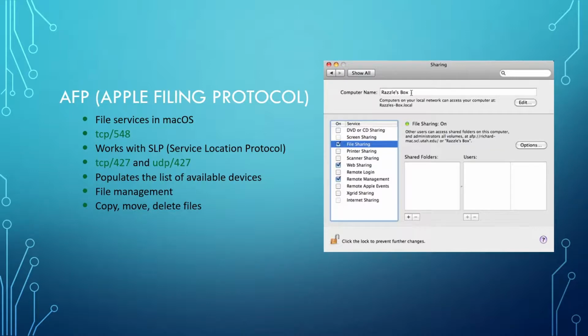It uses TCP 427 and UDP 427 for the same purpose as Direct Host in Windows. It uses the hardware's name, like the printer, and then whatever service it needs that printer to do, it uses the other port for that. You can also use this for file management, where you can copy, move, and delete files. So it's pretty much their file transfer protocol for Apple.